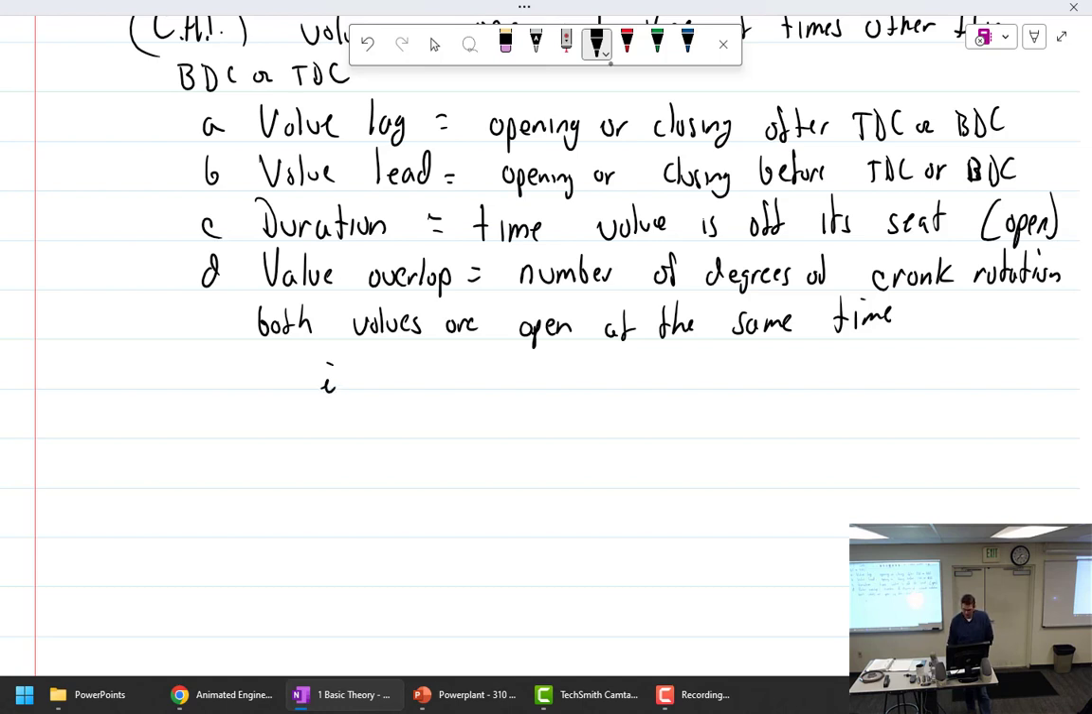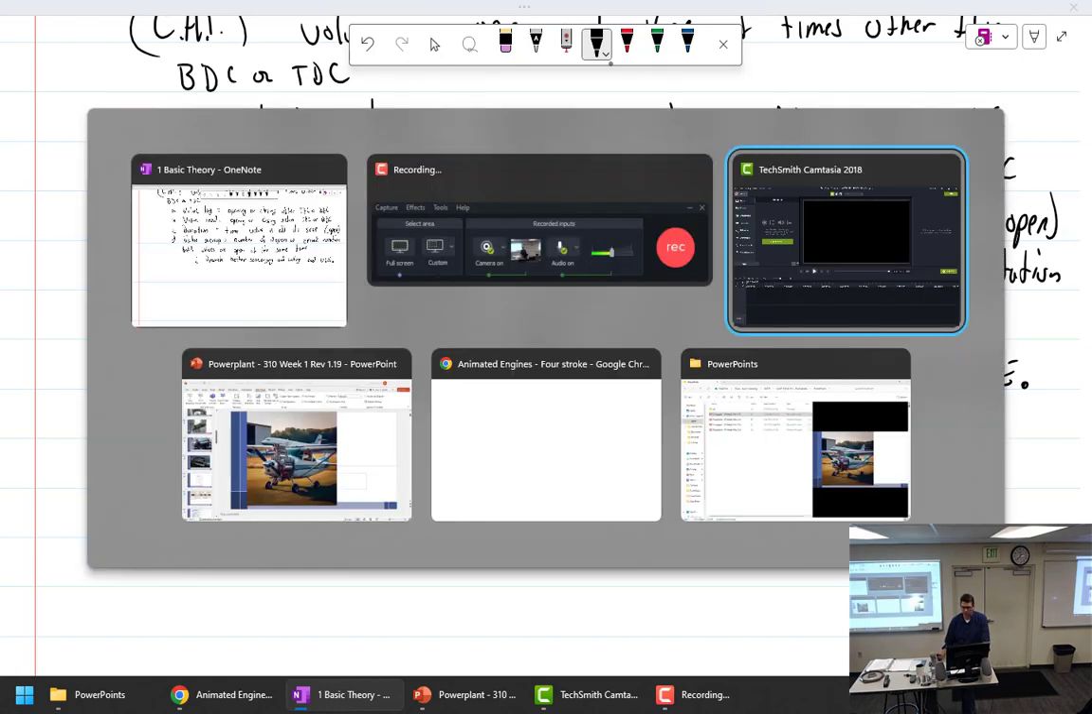Since I wrote it in my notes, I'll write it here, but I'll explain it more later. Why would they both be open at the same time? Because it promotes better scavenging, and I'll explain that in a little bit. And cooling. I think it also increases volumetric efficiency. Does scavenging help cool the heads, or is it just in addition to? I'm going to say in addition to.